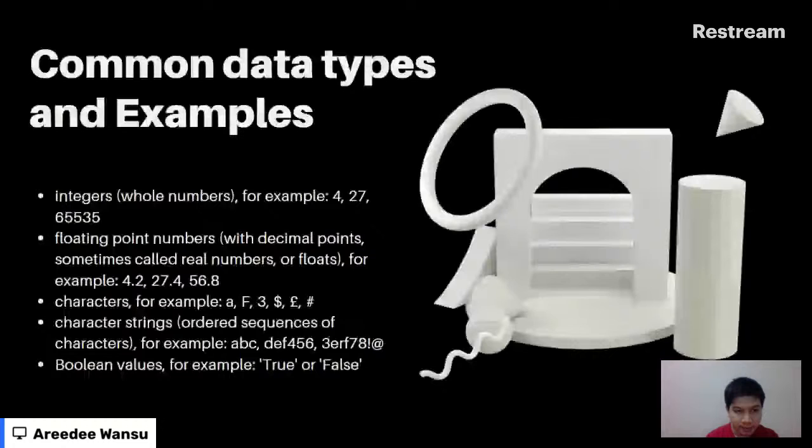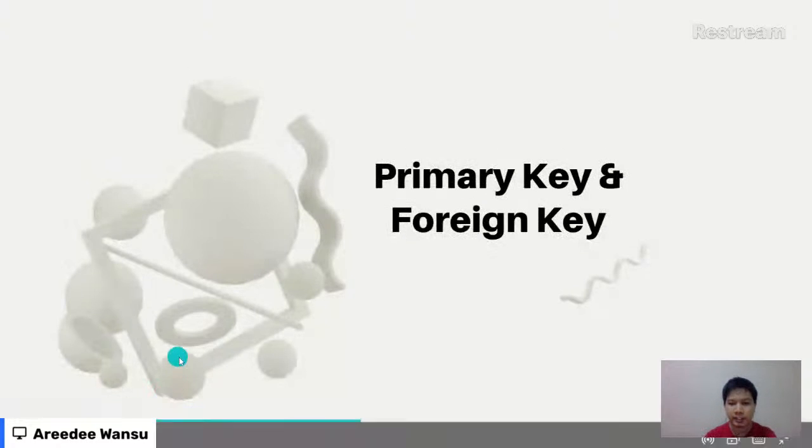Okay, next is Boolean. For creating true or false statements to compare values, the following Boolean values are true and false. So here are the types of the data types and the examples. So next is primary key and foreign key.